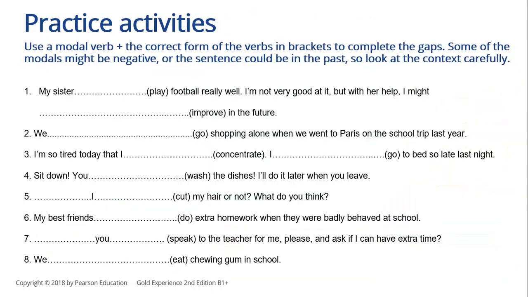Let's practice. Use a modal verb plus the correct form of the verbs in brackets to complete the gaps. Some of the modals might be negative or the sentence could be in the past, so look at the context carefully. Let's do the first one together. My sister can play football really well. I'm not very good at it, but with her help I might be able to improve in the future. So my sister can play football really well and I might be able to improve.